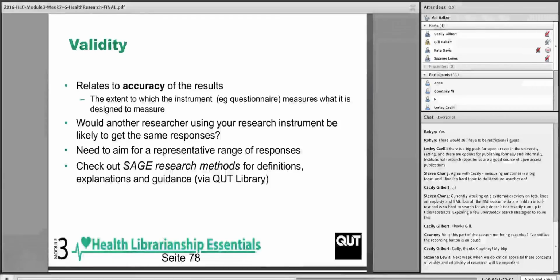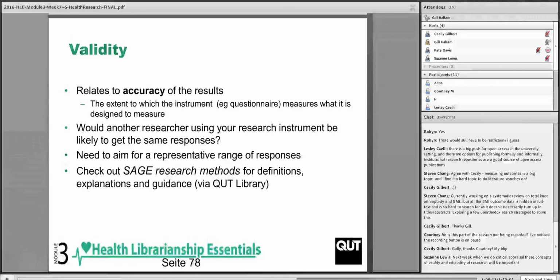So the accuracy of the results: to what extent does the measurement, for example, a questionnaire or whatever the research instrument is, how well does it measure what it is designed to measure? To extrapolate from that, if another researcher took your research instrument with the same group of subjects, would they get the same responses? And you need to obviously aim for a representative range of responses given the study.